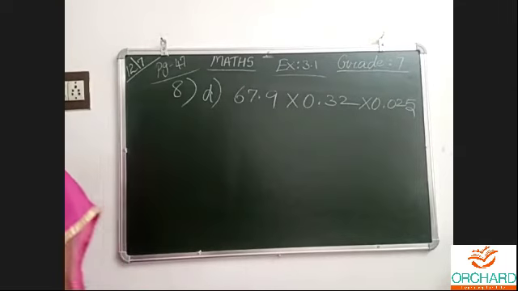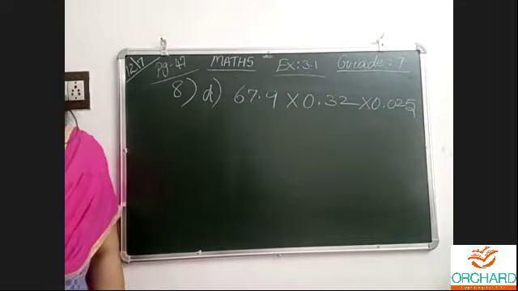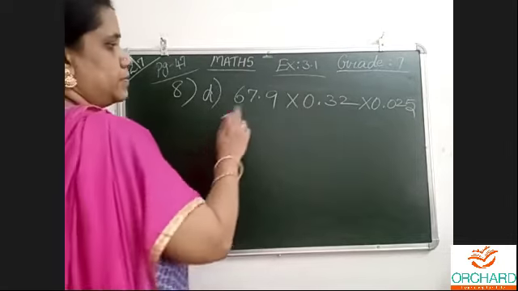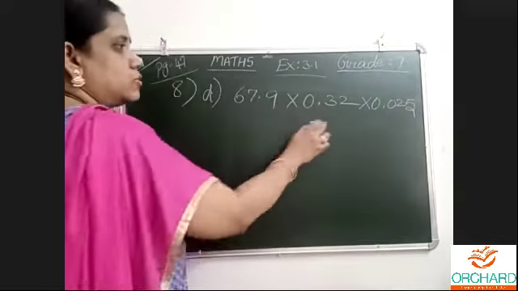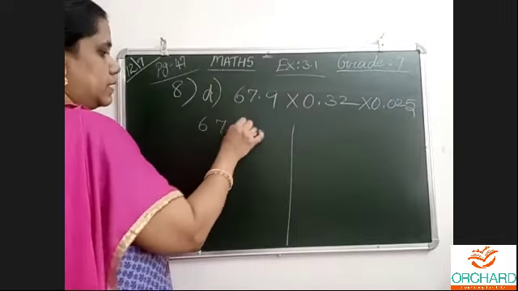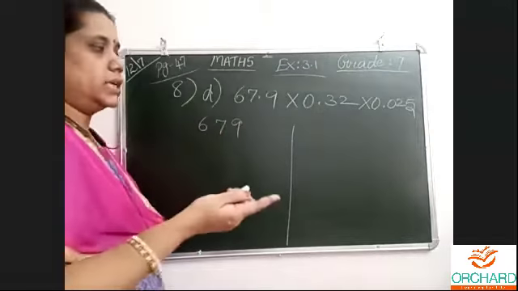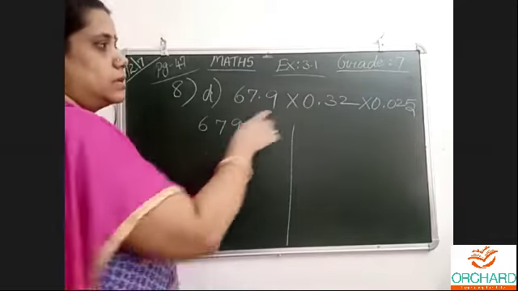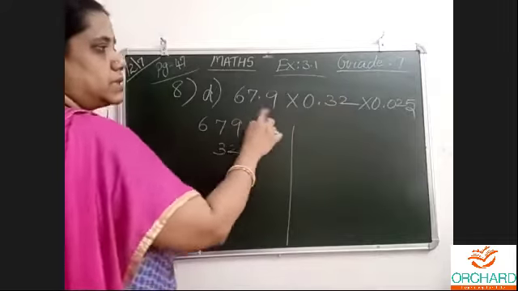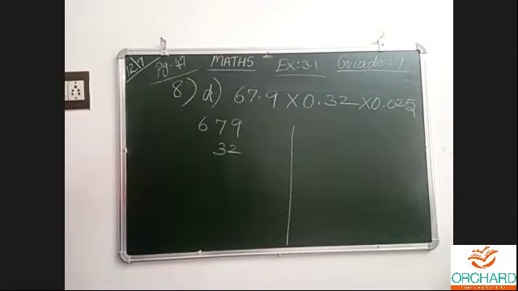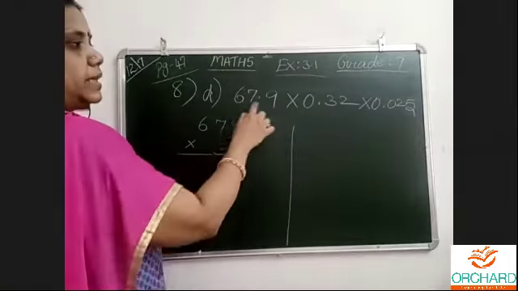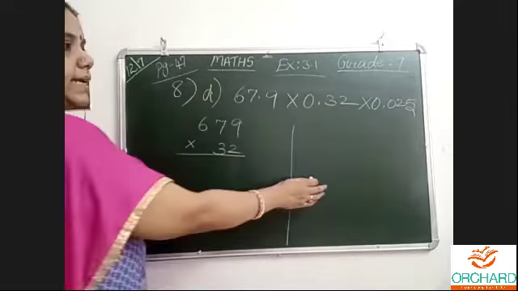0.025. Okay. First, let us do the first 2 numbers, then we'll do the third number. No problem. First 2 numbers, let me write and do here: 6, 7, 9. Whenever I write without points, it is because I need to do multiplication. 0.32, I write only 32. What am I going to do? I am going to do the multiplication, then we'll write the answer.